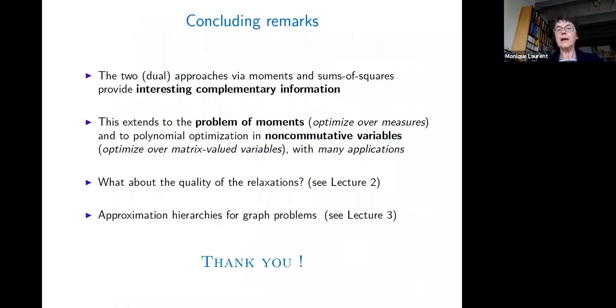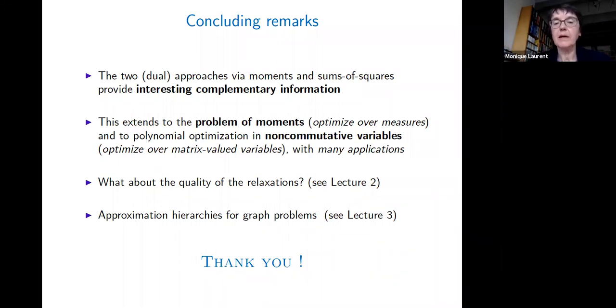So I finish by saying that, as I insisted, these two dual approaches via moments and sums of squares provide interesting complementary information. The method I've developed extends to a far more general setting, namely to the problem of moments, where you optimize over measures instead of over points in the space. It also generalizes to polynomial optimization in non-commutative variables, where you may optimize over matrix-valued or even operator-valued variables, so no condition on the size of the matrices. And this has many, many applications.